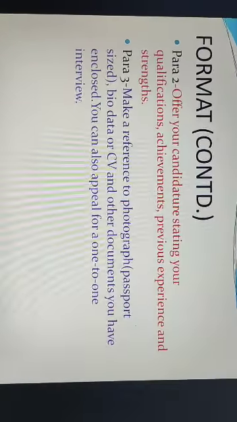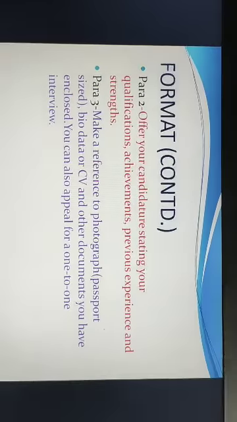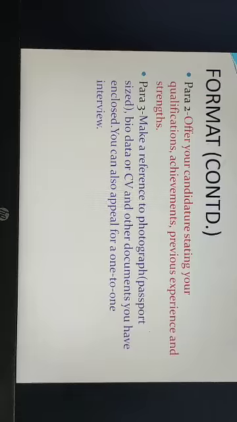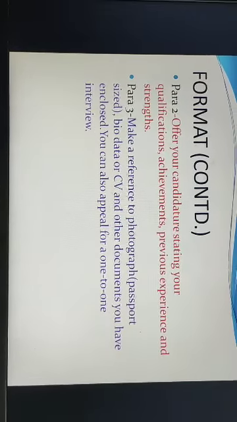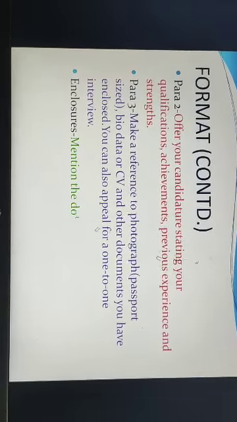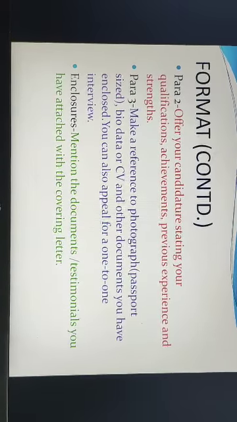In the third paragraph, of course, you will have to mention the things you are going to provide with your biodata, that is documents that you have enclosed. Paragraph 3 is followed by the enclosures where you mention what testimonials you are attaching with the covering letter.